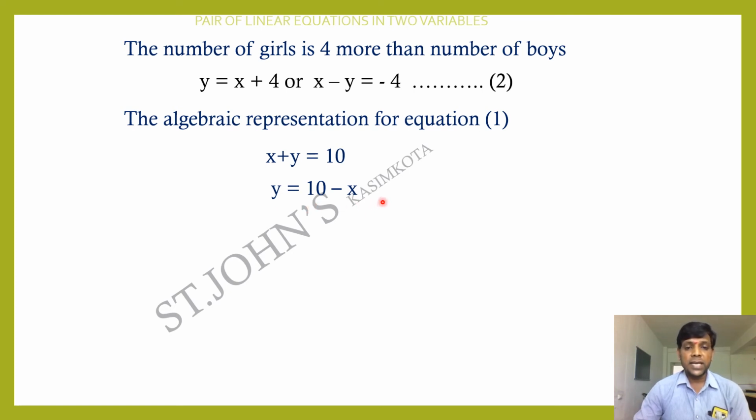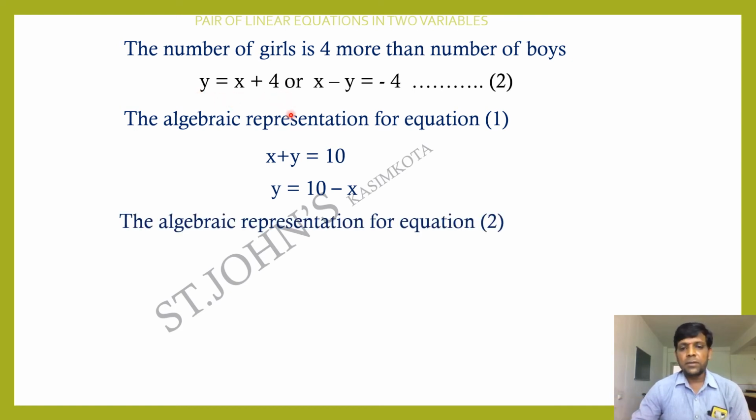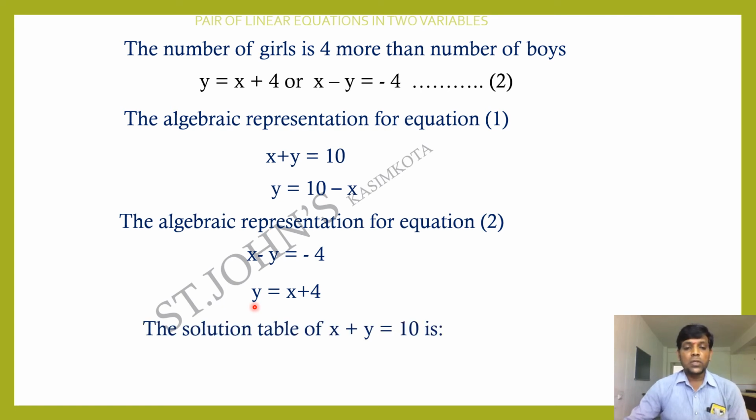Clear? Now for the second equation: y equals x plus 4. The algebraic representation for equation 2 is y equals x plus 4, or x minus y equals minus 4. Already we got the two equations: y equals 10 minus x and y equals x plus 4.